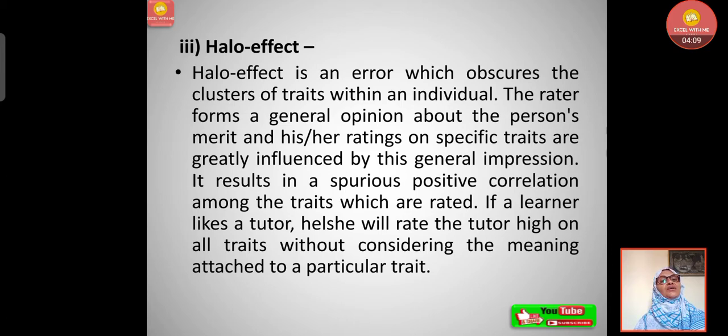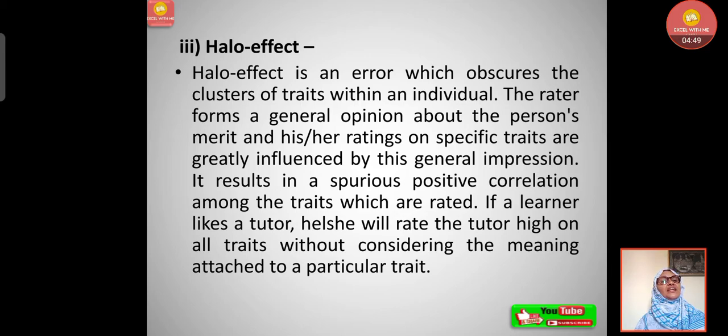The third one is halo effect. Halo effect is an error which obscures the clusters of traits within an individual. That means the rater forms a general opinion about the person's merit, and his or her ratings on specific traits are greatly influenced by this general impression. Generally, everybody has the tendency of prejudice. That means judging the people before knowing thoroughly. That means at that time also results will get distorted. It results in a spurious positive correlation among the traits which are rated.